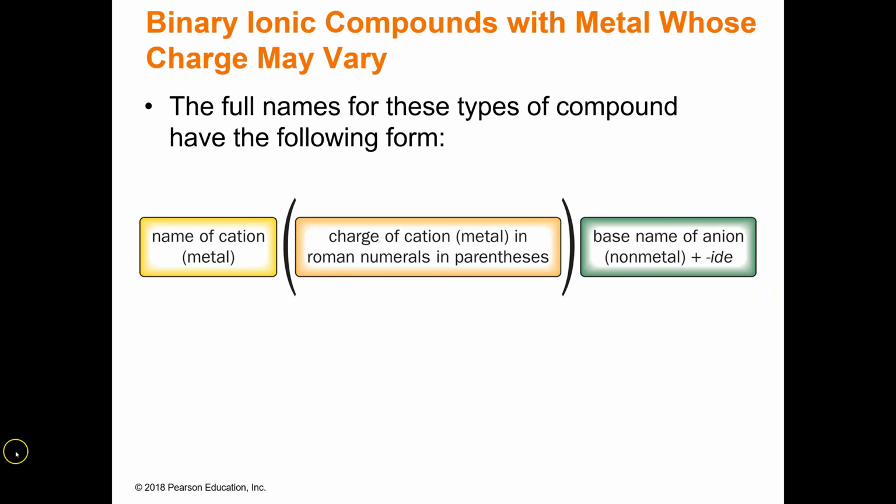The structure of the name is name of metal, followed by Roman numeral in parentheses, followed by base name of nonmetal plus IDE. So FeCl3 is iron 3 chloride. The Roman numeral tells you the iron ion's charge is 3+, which is needed to balance 3 Cl- ions.